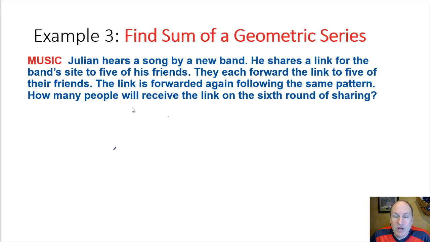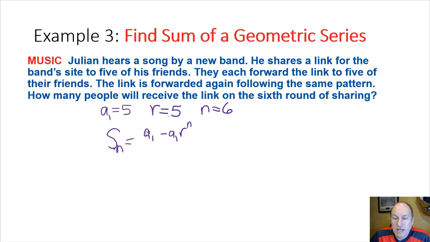So we know that each time they're multiplying by 5, the common ratio is 5. And we're talking about the 6th round, so n equals 6. And in the first round, he shares it with 5 people. So a sub 1, the number of people in the first round, is 5. So we're going to put this into our sum formula. The sum of the first n terms is equal to a sub 1 minus a sub 1 times r to the n over 1 minus r.